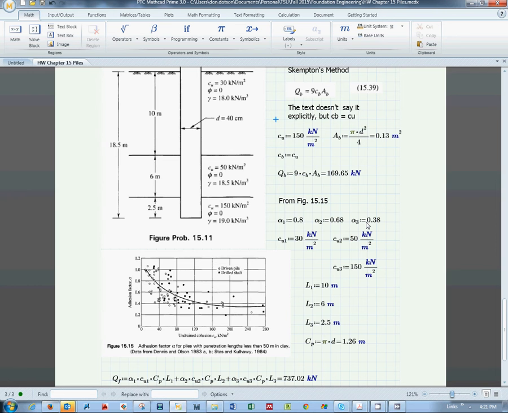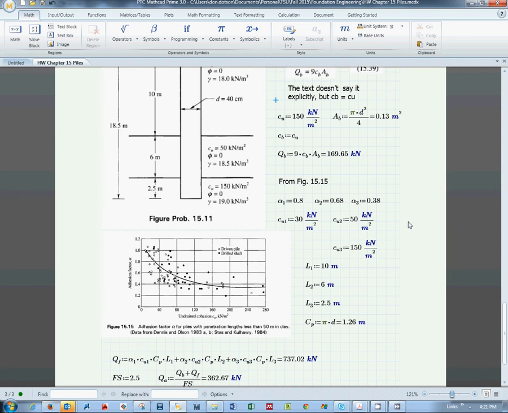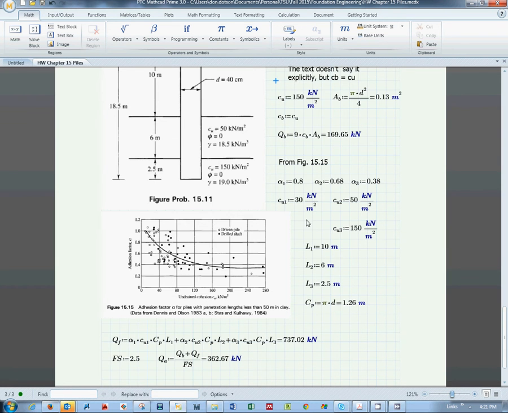So look at figure 1515 for the alpha method, and it's a function of the undrained cohesion. C sub U1 is 30, C sub U2 is 50, C sub U3 is 150. So when you plug those into this chart, that's a best fit curve through there. Alpha 1 is 0.8, alpha 2 is 0.68, and alpha 3 is 0.38. Close enough. Those are the book solutions. They get you fairly close.